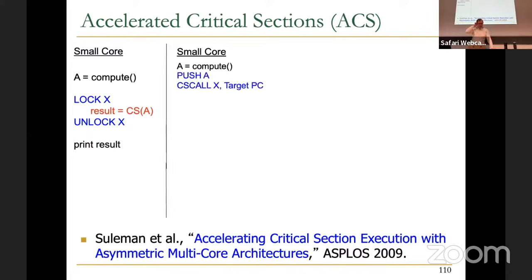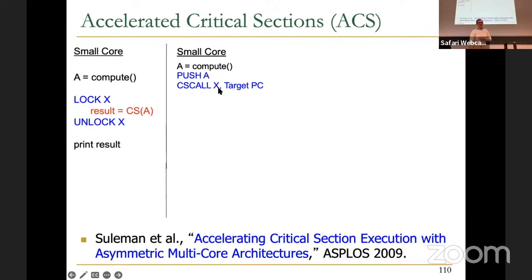Now, what the small core does in the accelerated critical sections model is, this is one way of doing it. There could be other ways. We're going to communicate between the small core and the large core through the stack, shared memory, essentially. It computes A, which is the data that's computed in the non-critical section. It pushes the input value of the critical section function call onto the stack so that the large core can obtain it by doing a pop from the stack.